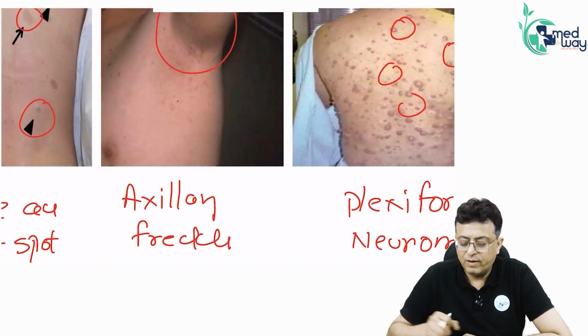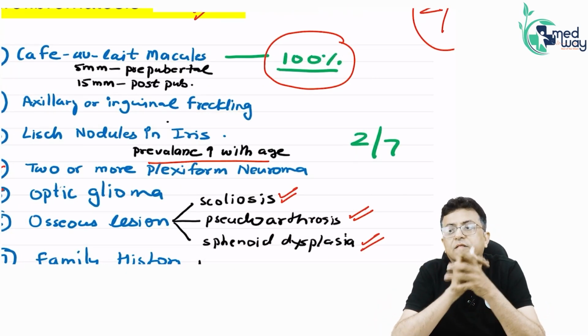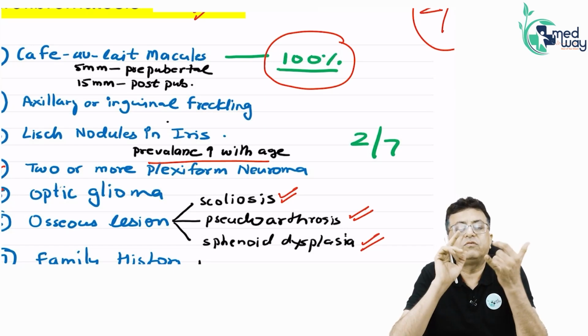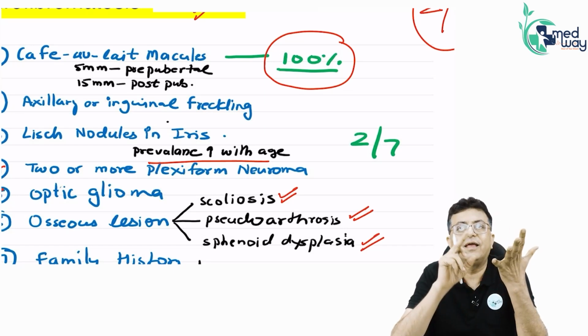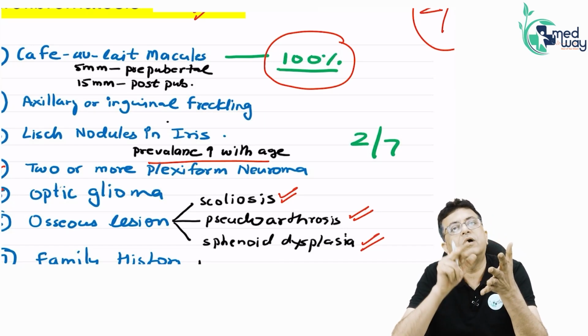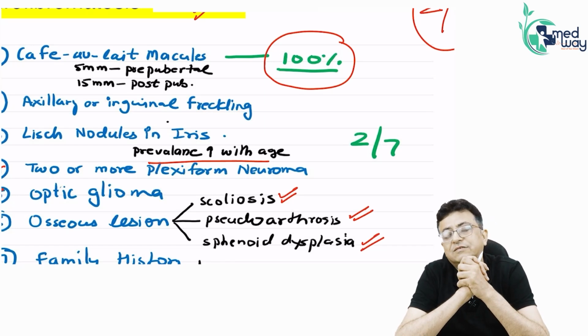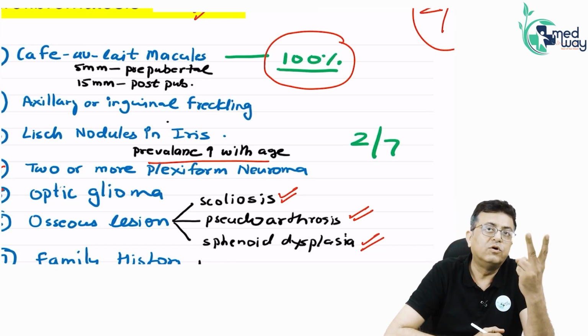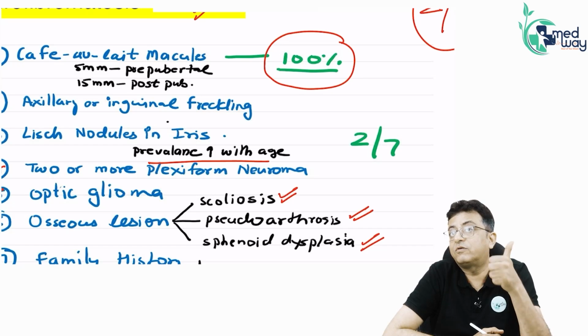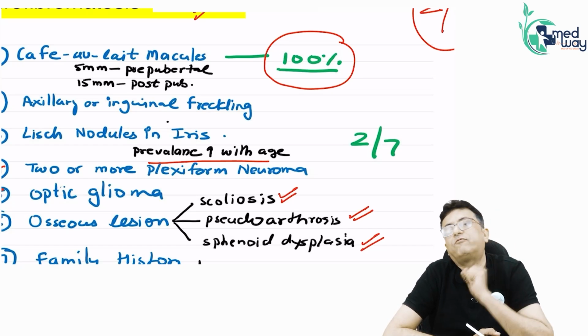This is neurofibromatosis. You again remember the 7 points of neurofibromatosis: café-au-lait spot, axillary freckling, Lisch nodule, plexiform neuroma, optic glioma, osseous lesion in the form of scoliosis, sphenoid dysplasia, pseudoarthrosis, and family history present. You need 2 out of 7 to make the diagnosis of neurofibromatosis. One is always café-au-lait spot.